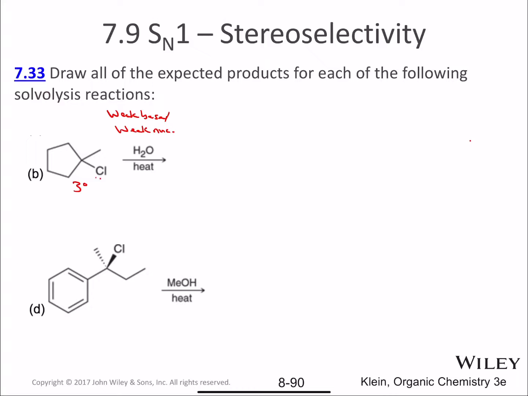So what's going to happen in the first step, and it's not asking us to draw the mechanism, but we're going to get that loss of leaving group, and we're going to form the tertiary carbocation. I think it's handy to draw that out. So we understand that if it undergoes an SN1 mechanism, the water is going to act as a nucleophile, and then I'm going to have a proton transfer, and I'm going to end up with a tertiary alcohol. So I'm going to skip drawing the mechanism, and I'm just going to draw the product.